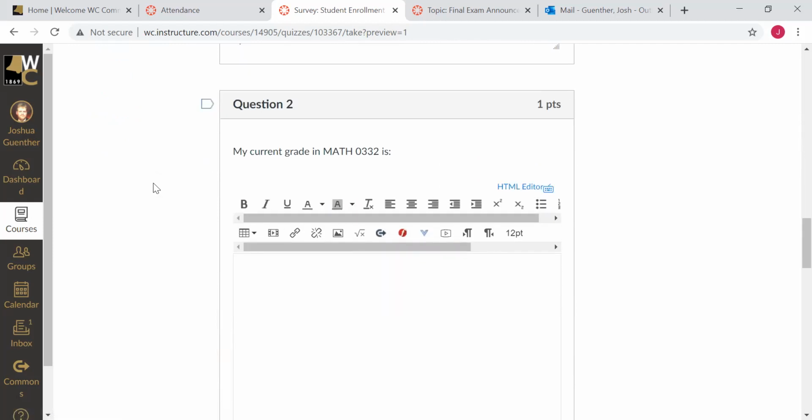My current grade in Math 0332, so that's just where you'll go. Look at your Canvas gradebook and just type that in. You can open a new tab of Canvas and have that open while you're taking this survey. You'll just put it in as a numerical grade. If it's over 70, you're passing at the moment. If it ends up being over 70 once the final exam's done, you're still passing.